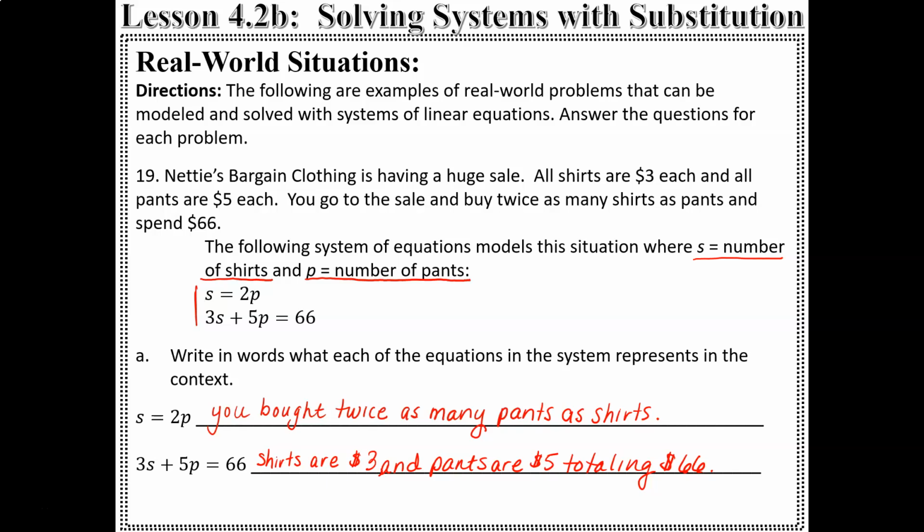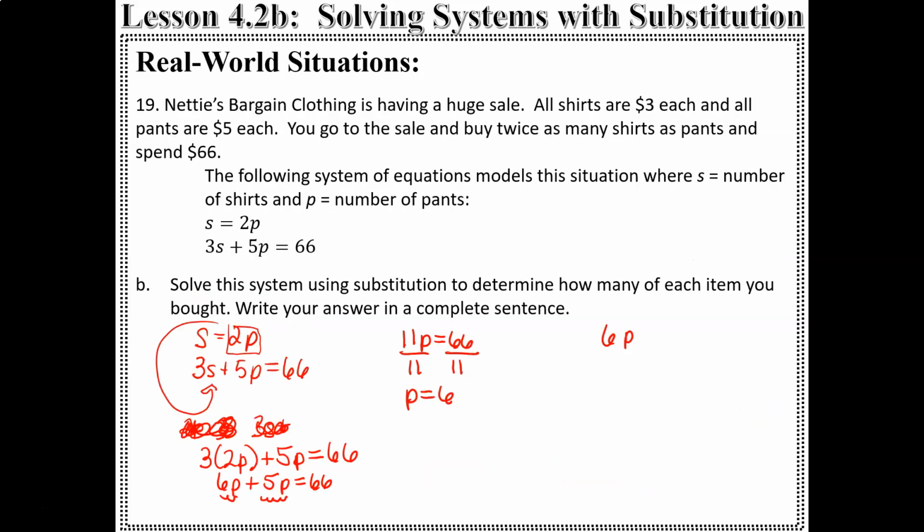So look at A. Let's define what these parts mean. The first part, S equals 2P, means you bought twice as many shirts as pants. So write that down. You may need to stop. And then 3S plus 5P equals 66 says that shirts are $3, pants are $5, and you spent a total of $66. All right, you may have to stop and write those in. All right, let's solve the system.